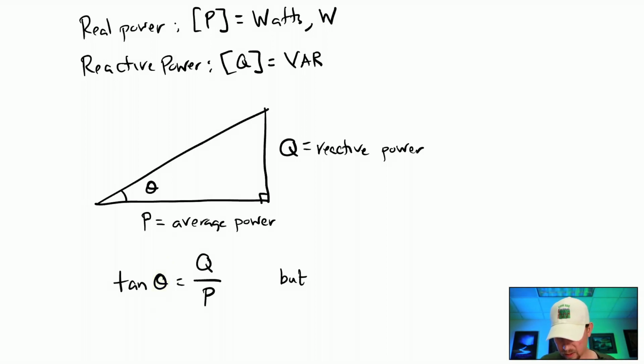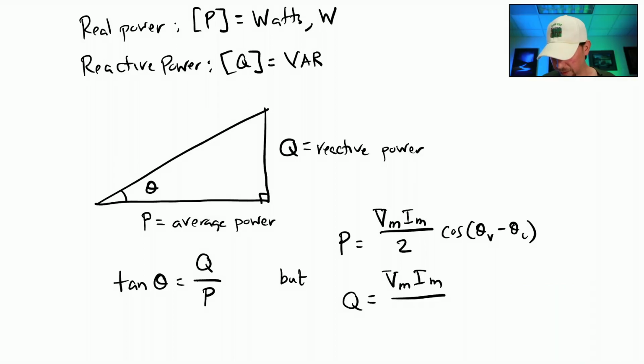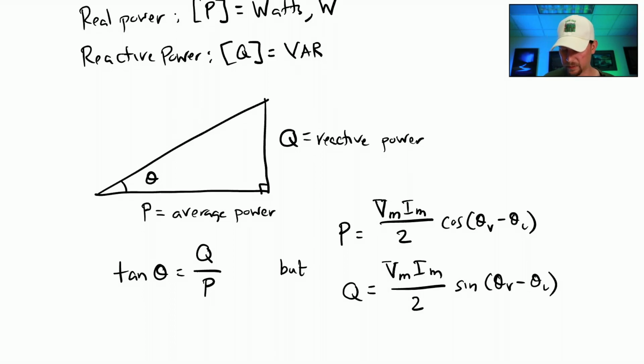Remember, the way we can calculate the real power is the magnitude of the voltage, magnitude of the current divided by 2, times the cosine of the power factor angle, like this. If you calculate the reactive power, it is the magnitude of the voltage, magnitude of the current divided by 2, times the sine of the power factor angle, like this.